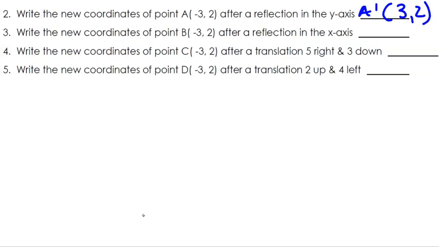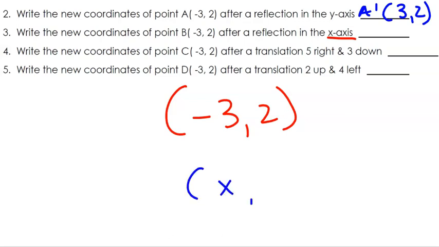Question number 2 asks you to take that same point, (-3, 2), and perform a reflection over the x-axis. Well, when you reflect over the x-axis, you change the opposite sign. So we're going to change the sign of the second value, which is y, and our new point, B prime, will be (-3, -2).